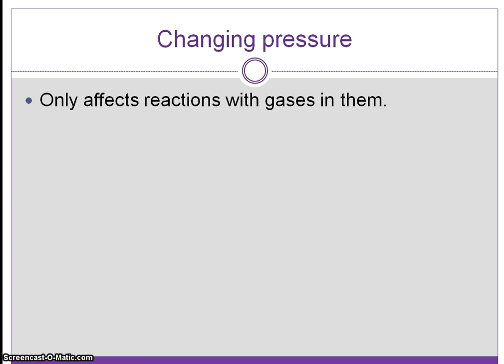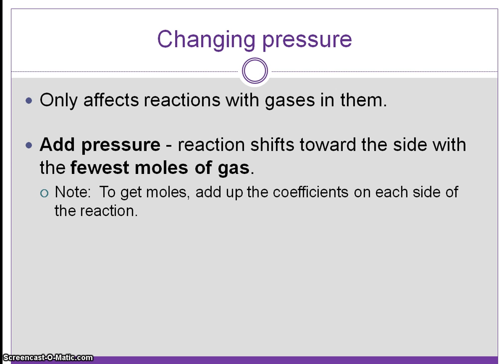So if you think of the particles as the fact that they never want to be crowded and they never want to be lonely. If you're going to increase the pressure on a balloon, so you're squeezing that balloon, it's getting smaller and smaller and smaller, those particles are going to get more crowded, so they're going to shift towards the side of the reaction that has fewer particles. And by figuring out the particles, you're going to add up the coefficients. So you'll look at the coefficients on the left and the coefficients on the right. Whichever side has fewer number, it's going to shift in that direction.